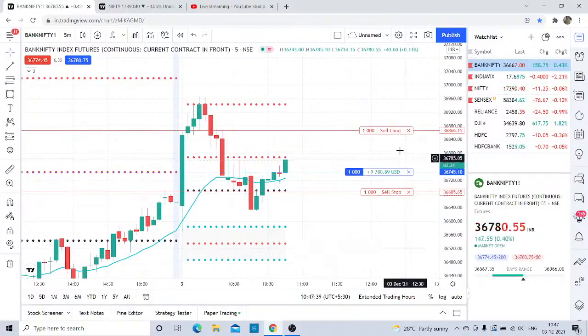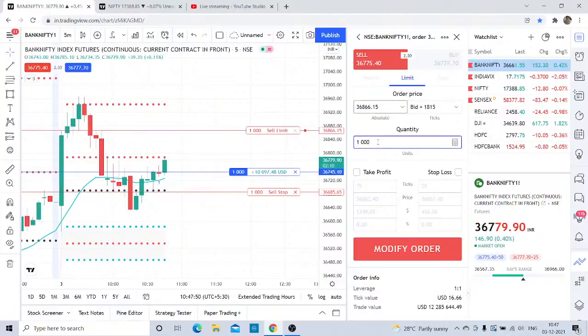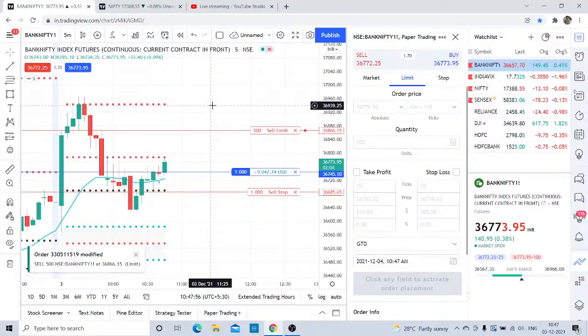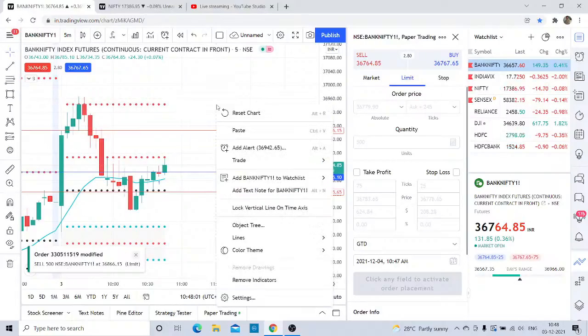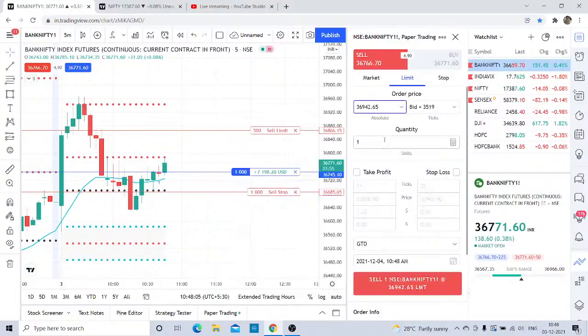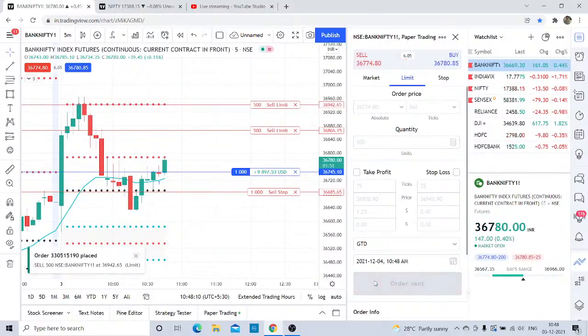Let's change this. Modify करते हैं इसको. Let me modify. I'll put 500. Remaining I will sell at today's high. This point. Okay, done.